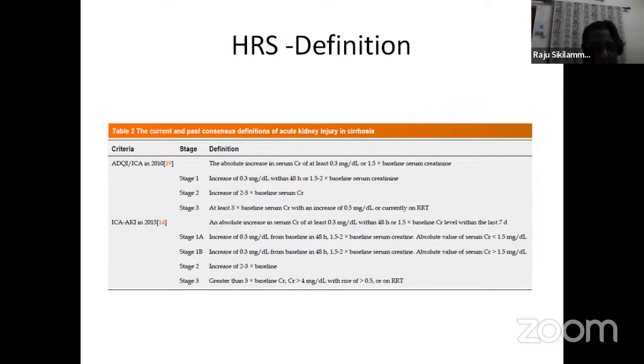Then again, they revised the criteria in 2015. The International Club of Ascites included an absolute increase in creatinine of at least 0.3 milligram per deciliter within 48 hours, or 1.5 times the baseline creatinine. Compared to the previous criteria, they included a time frame of the last 7 days. Then stage 1 was divided into stage 1A and 1B according to the absolute creatinine value: 1A is less than 1.5 milligram per deciliter, and 1B is a serum creatinine level of more than 1.5 milligram per deciliter. And for stage 3, they included a creatinine level of more than 4 milligram per deciliter.